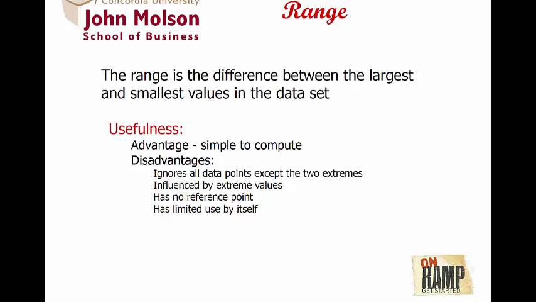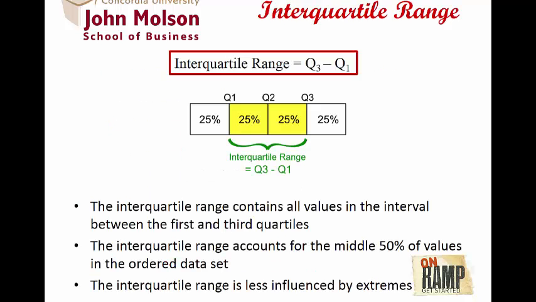It has no reference point. We cannot tell what is a small range or a big range. There's no reference point. And its use is limited by itself. There are no other tests. There's nothing associated with this. If I have a very small sample, 1, 3, 6, 7, 1, then I identify the maximum, which is 7. The minimum is 1. The range is 7 minus 1, 6.